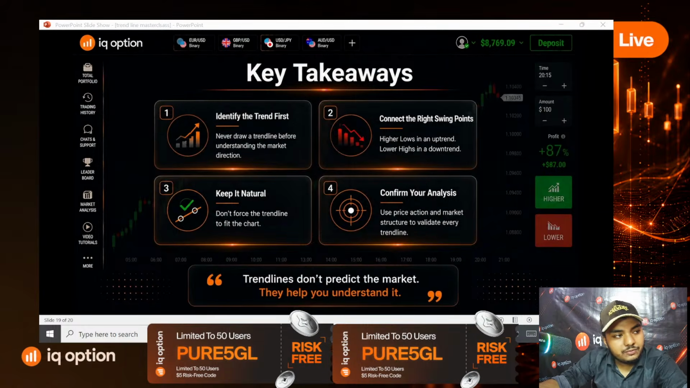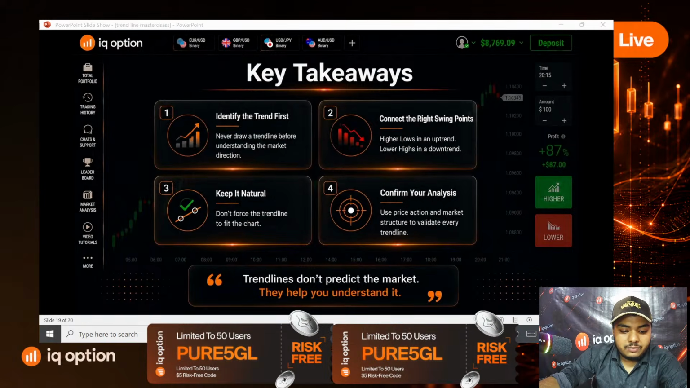Because if you draw from the lowest price to the lowest price, the market will give you the exact breakout. You will get the perfect breakout, perfect reactions. You will get everything perfectly if you draw wick to wick, lowest price to lowest price, highest price to highest price.